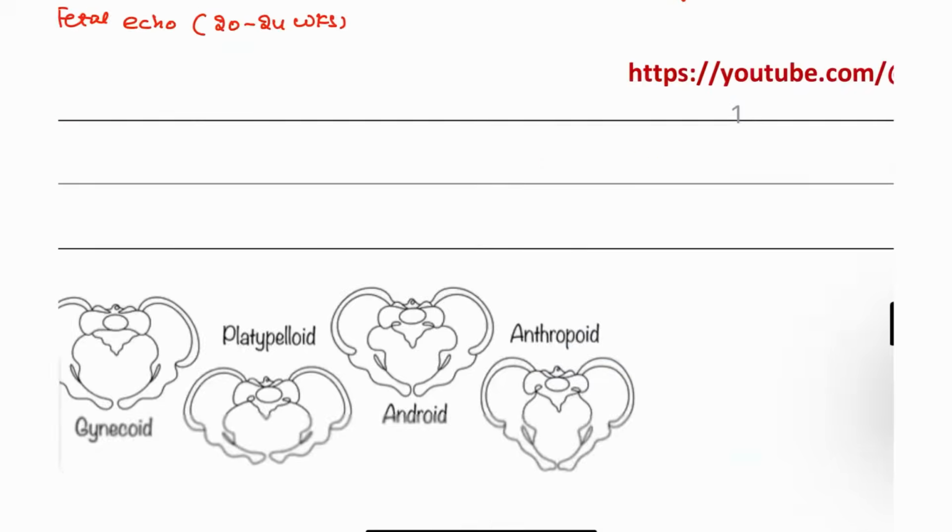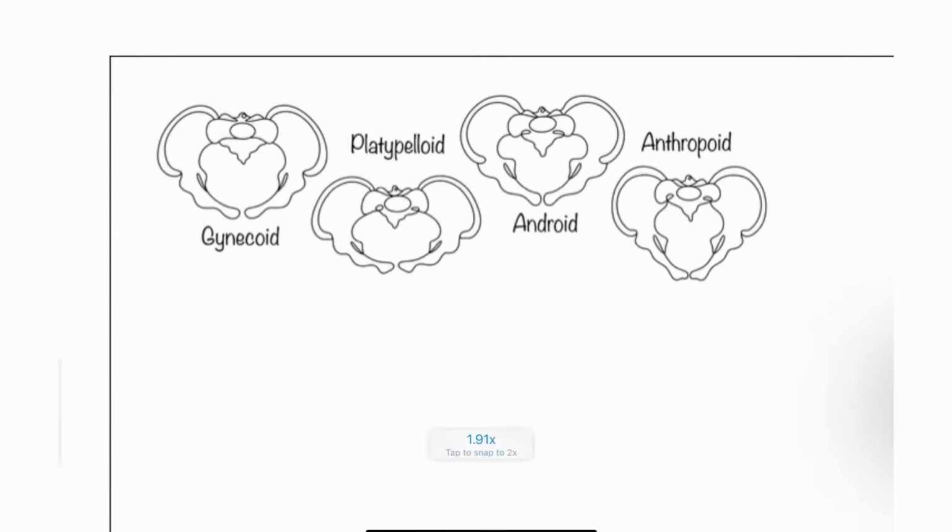Next, we will be moving on to the labor pelvis and important points that you have to remember. First, here you can see the classification of the different types of pelvises, guys. What is the classification known as? The Caldwell-Moloy classification, which divides pelvises into 4 types.